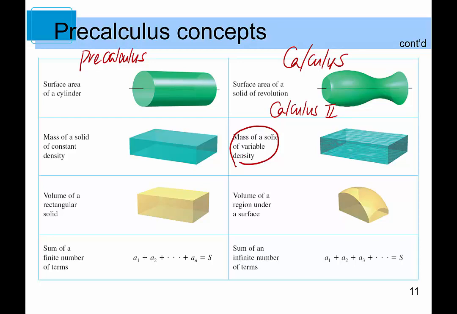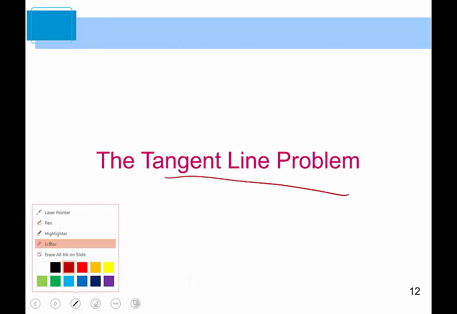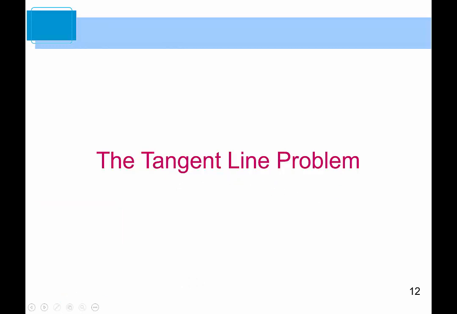In precalculus, you can find the volume of a rectangular solid. In calculus, you can find the volume of a region under a surface. In precalculus, you can find the sum of a finite number of terms. And in calculus, you'll be able to find the sum of an infinite number of terms. So that's a major difference between precalculus and calculus. So next, let's take a look at the tangent line problem, which is a very crucial topic in calculus.